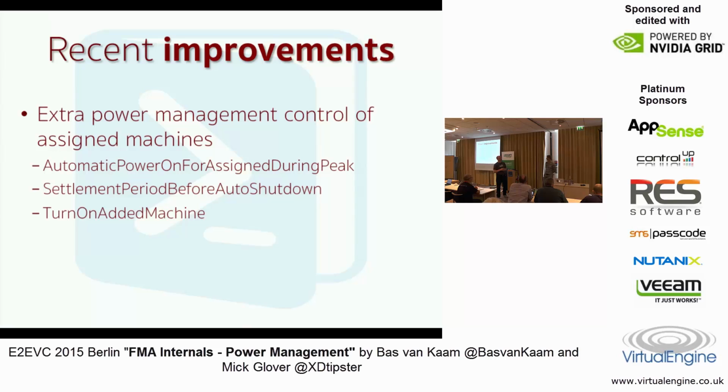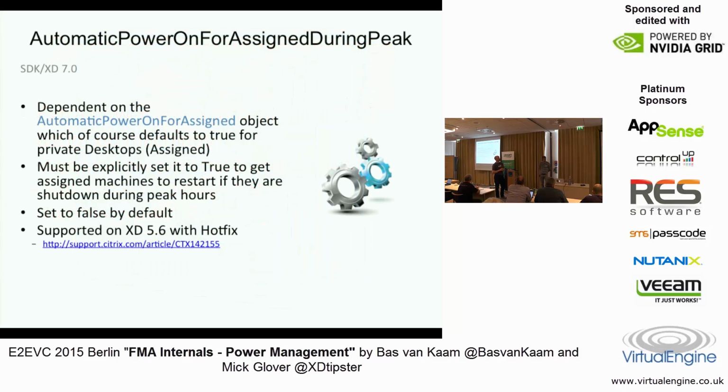Automatic power on for assigned during peak was introduced in Zen Desktop 7. Turn on added machine was introduced in Zen Desktop 7. And the settlement period before auto shutdown has only just been introduced in 7.6. So I think we have time, we can push through pretty quickly, Baz.